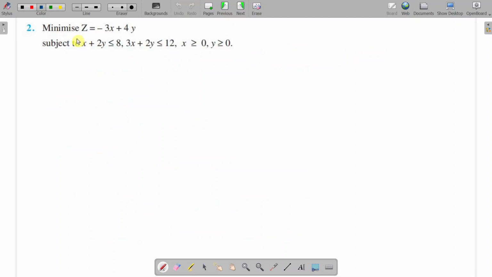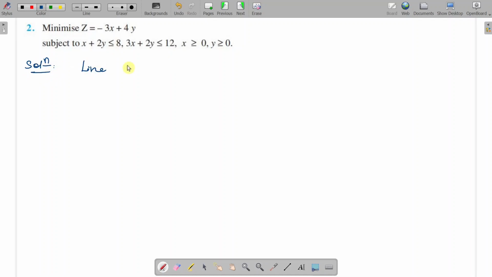Okay, now let us go to the second problem. Minimize z equal to minus 3x plus 4y subject to x plus y less than or equal to 8, 3x plus 2y less than or equal to 12, x greater than or equal to 0, y greater than or equal to 0. So what we have to do is find the minimum of this objective function given this condition. So solution.